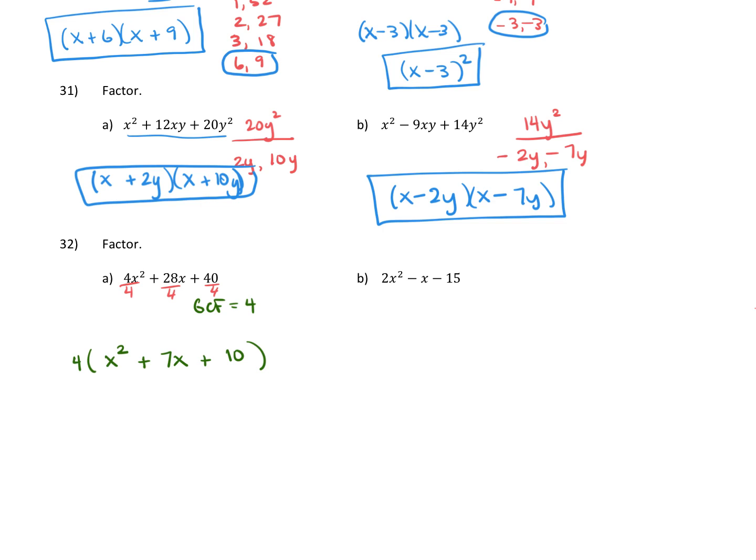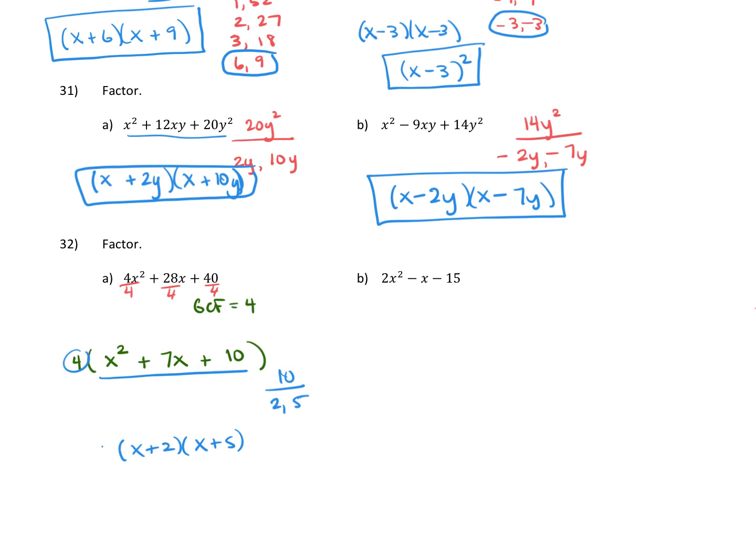All right, so now can we keep factoring this trinomial? So let's just focus on the trinomial. It's an x squared trinomial. There's not a number in front of the x squared, so we are going to look for factors of c that add up to b. So what are some factors of 10 that add up to 7? 1 and 10, 2 and 5. So the 2 and 5 add up to 7. So we're going to use the 2 and the 5 in our binomial factors. x plus 2 times x plus 5. And then don't forget, any GCF that we factored out is a factor of our polynomial.